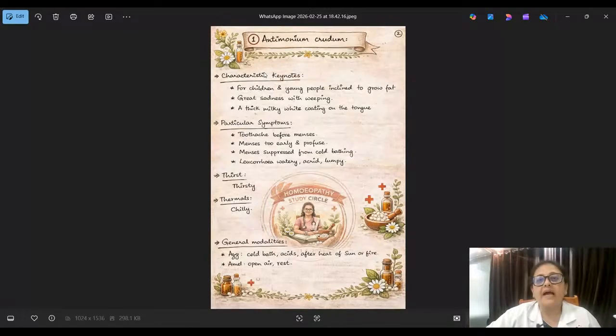Okay. So Antimonium crudum, characteristic keynotes. First write characteristic keynotes, then write particular symptoms, then write thirst and thermals, because this will decide the generalities of the remedy. And general modalities. Even though I have named it general modalities, some of the modalities which are not at all related to the particular symptoms, I have omitted.